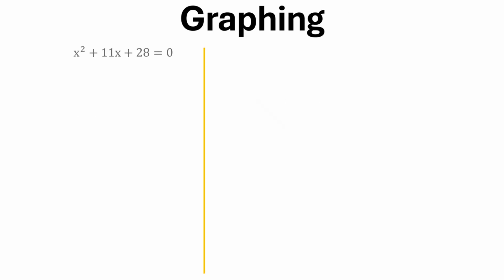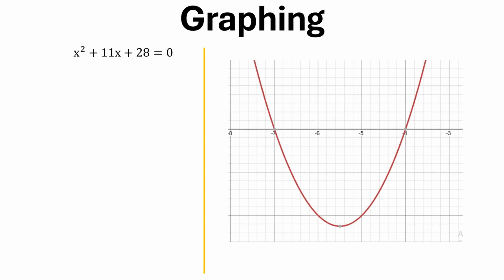Graphing. For the equation x squared plus 11x plus 28 is equal to 0, we can plot it on a graph as follows. It cuts the x-axis at negative 7 and at negative 4. So the solutions are x equals -7 or x equals -4.